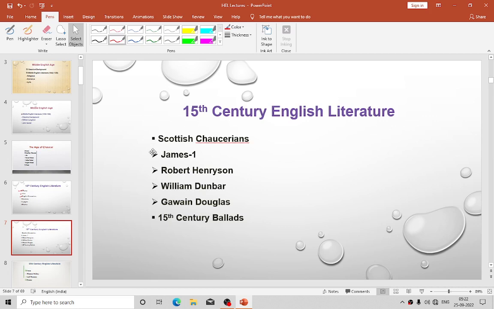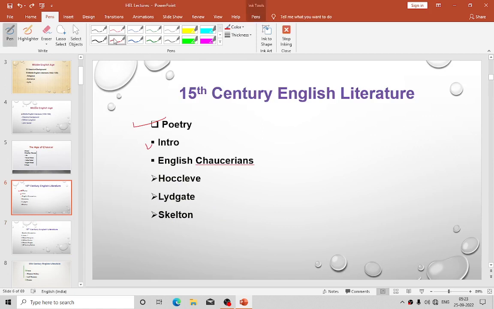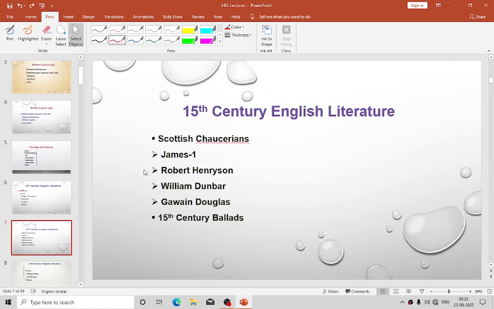So here we must talk about the Scottish Chaucerians, which is very important for us. So now we are going to talk about the Scottish Chaucerians. The poets who were really influenced by Chaucer, and who on that account are called Scottish Chaucerians, are King James I, Henryson, Dunbar and Gavin Douglas. So these are the Scottish Chaucerians: James I, Robert Henryson, William Dunbar, Gavin Douglas. So here we are going to continue.